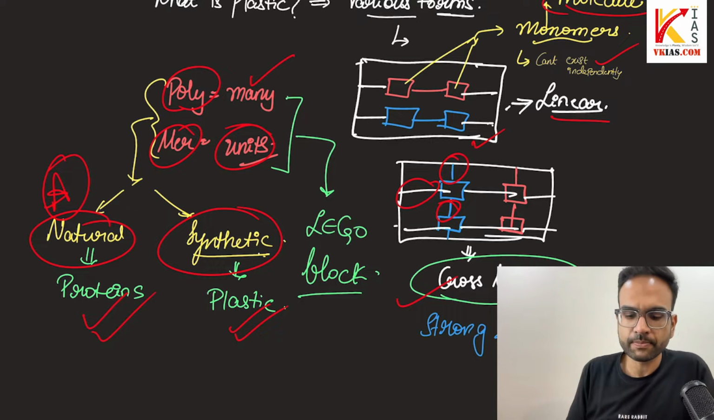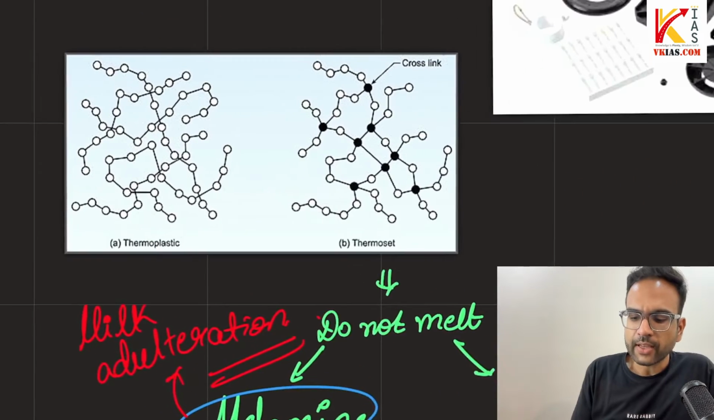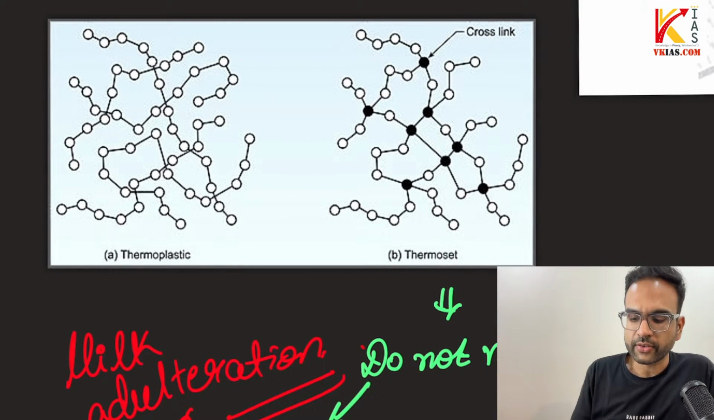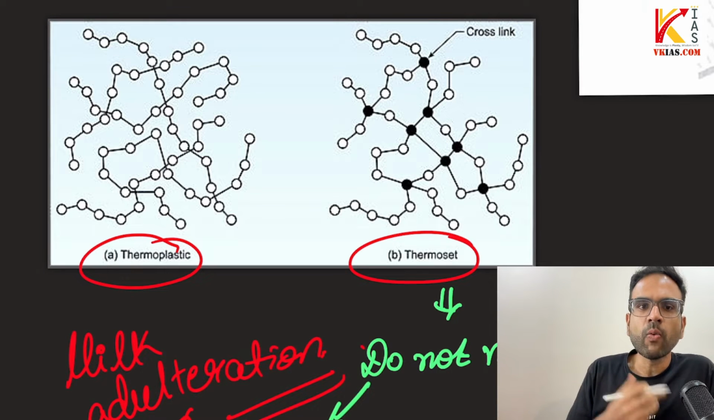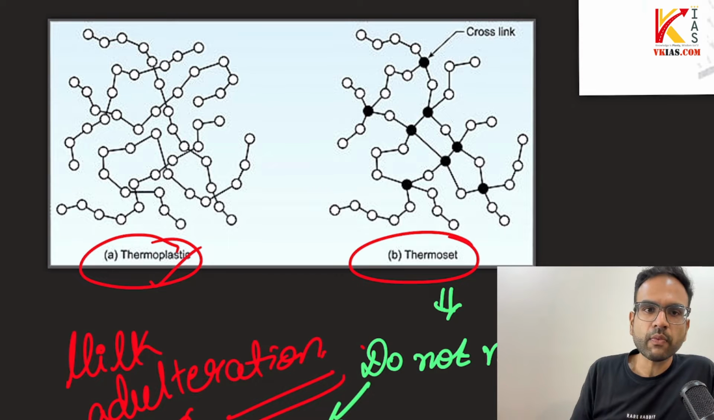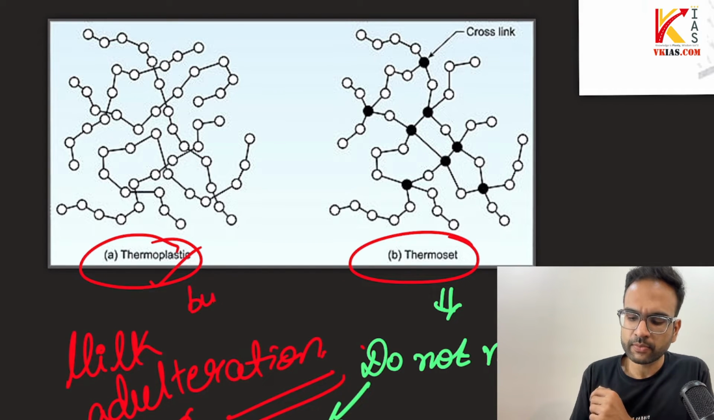Okay, moving on. If you have to categorize the types of plastics, you can see that there are two kinds: thermoplastic and thermosetting. What does it mean? Simply put, this is the kind of plastic which you can melt and reshape, more like, let's say, butter.